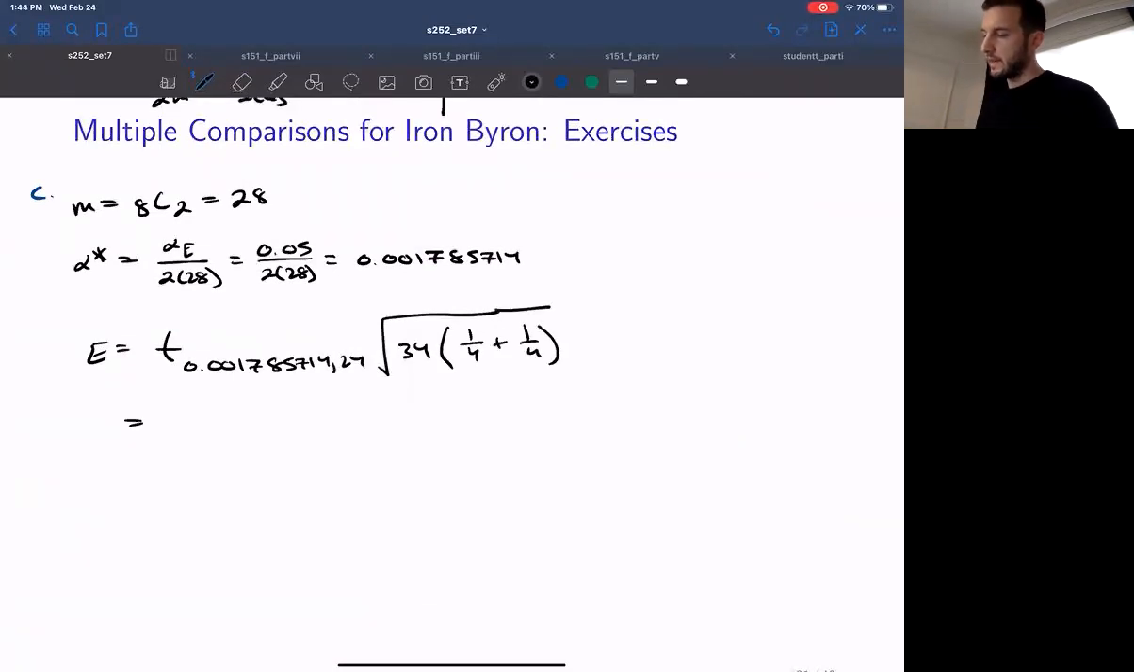Okay. And then again, we would be forced to approximate this t-value with the same value that we used in part B, but the exact margin of error here would be 14.483.